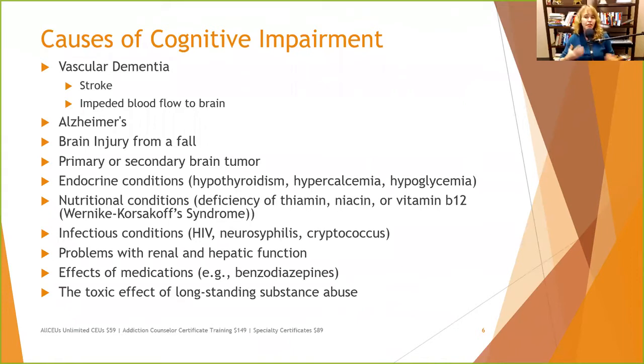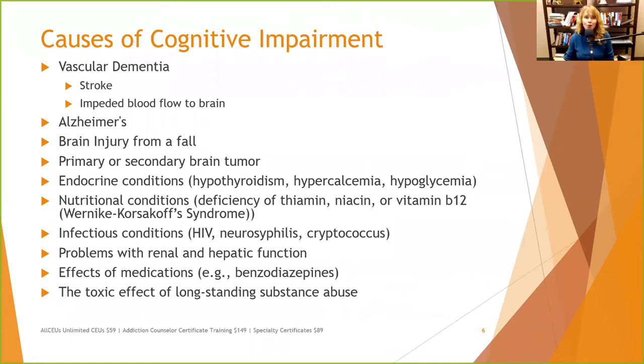Problems with renal, kidney, and hepatic, liver functioning also can cause cognitive impairment. Your kidneys and your liver get all the toxins out of your body. So if they're not working well, then toxic levels of stuff can build up, whether it's medications or other stuff, and can cause cognitive impairment. Effects of medications such as benzodiazepines, barbiturates, and alcohol can cause cognitive impairment. And the toxic effect of long-standing substance abuse.